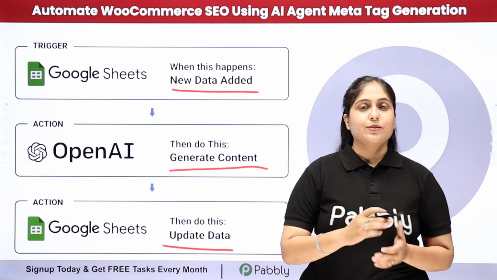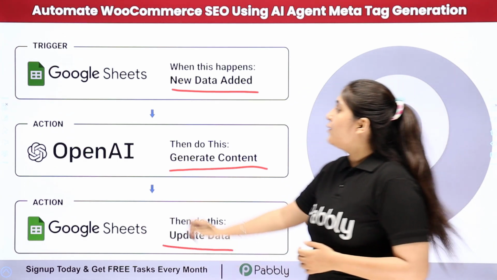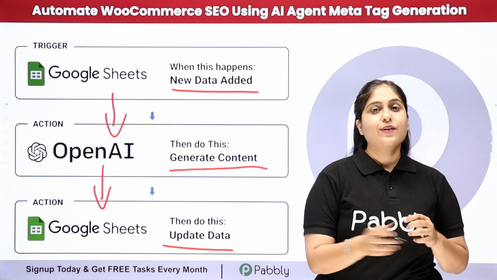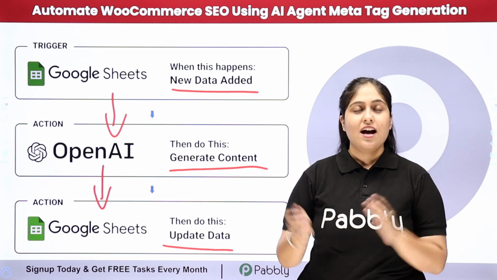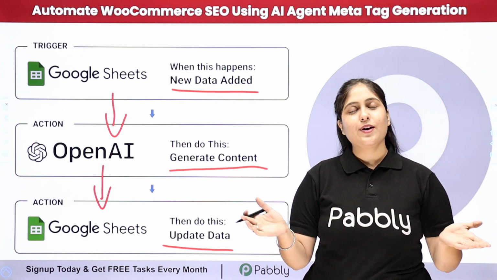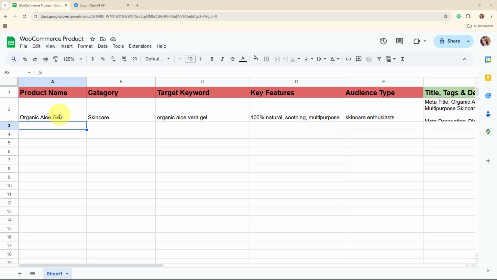Now, to automate the entire process, I need to connect my Google Sheets with OpenAI and Google Sheets using an automation software named Pabbly Connect. So to see the working of this automation and to learn this process step by step, let me take you to my screen. Welcome to my screen.